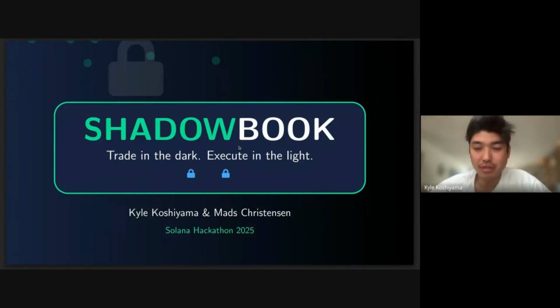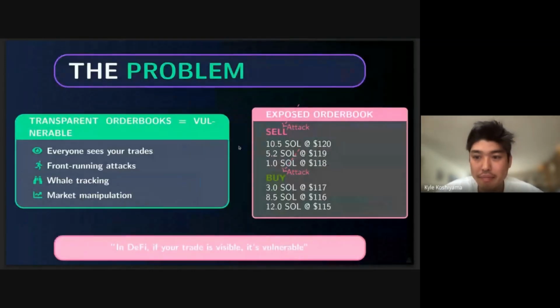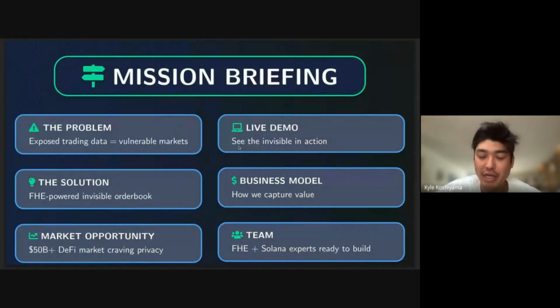Hey, we built Shadowbook, which is basically an encrypted order book. What does this mean? We'll dive in. Before we built this out, we also built an FHE, a fully homomorphic encrypted coprocessor, to allow operations on ciphertext directly on chain. That's just some background infrastructure.